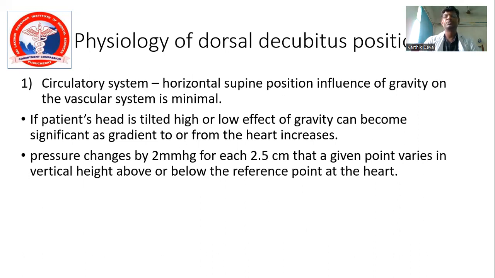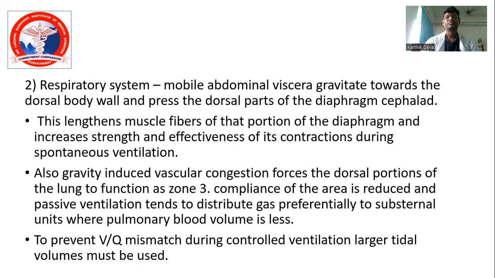Pressure changes by 2 millimeters of mercury for each 2.5 centimeters a given point varies in vertical height above or below the reference point at the height of the heart. In the respiratory system, mobile abdominal viscera gravitate towards the dorsal body wall and the dorsal parts of the diaphragm. This lengthens the muscle fibers of that portion of the diaphragm and increases strength and effectiveness of its contraction during spontaneous ventilation.